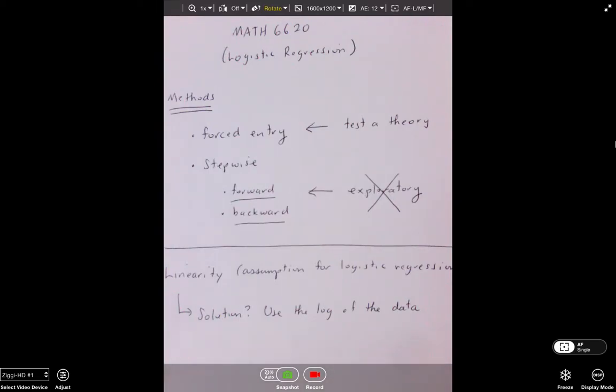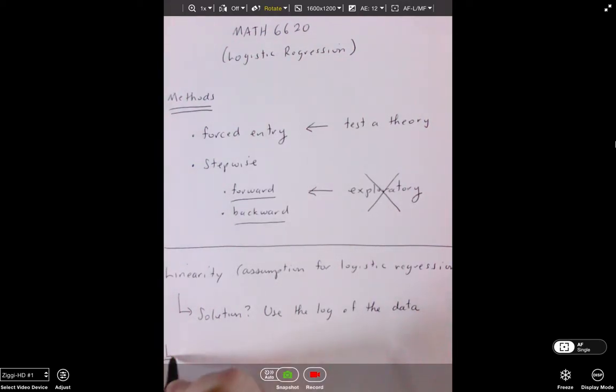By using the log of the data, we turn something that is categorical and clearly not linear into a linear association. So the linearity assumption at the end of the day in logistic regression is there is a linear association between any continuous predictor and the log of the dependent variable.